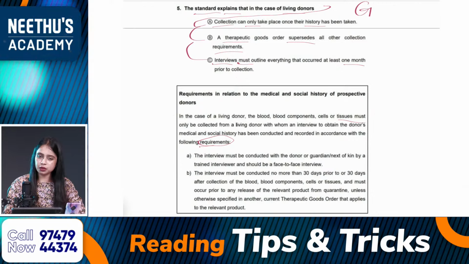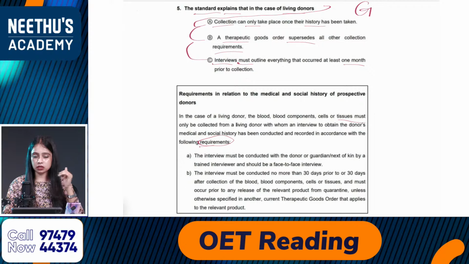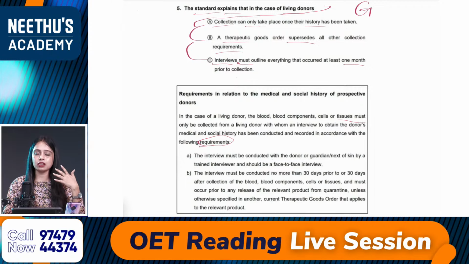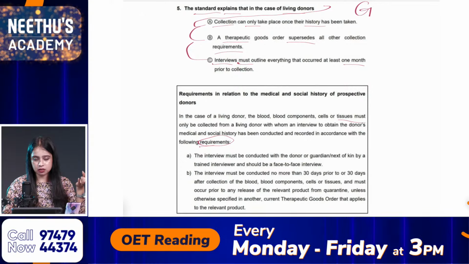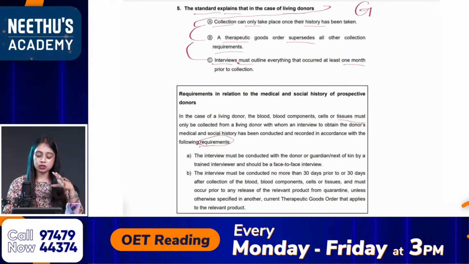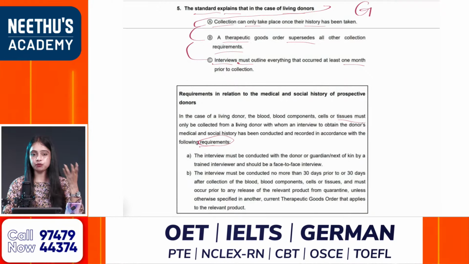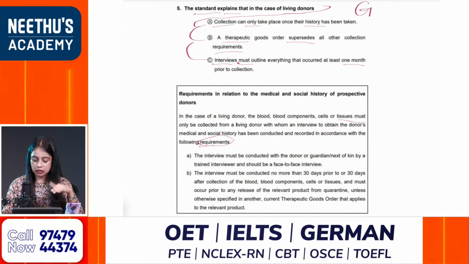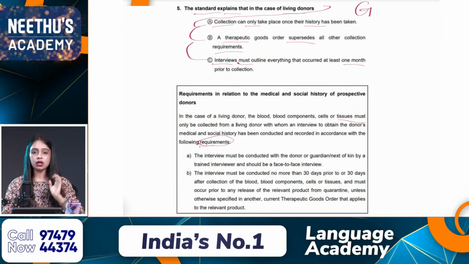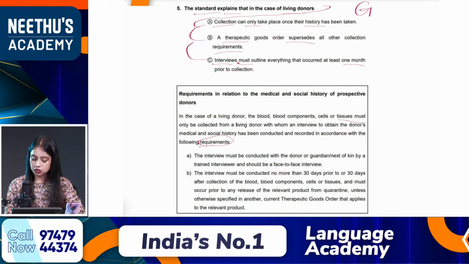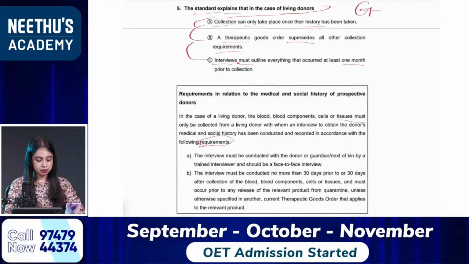What are guidelines? It is all about a set of principles or instructions that someone has to follow. Here it's all about what you should understand and follow if you want to collect these components from a living donor. So this comes under the first category, which is guidelines. Then what are you reading for in a guideline?